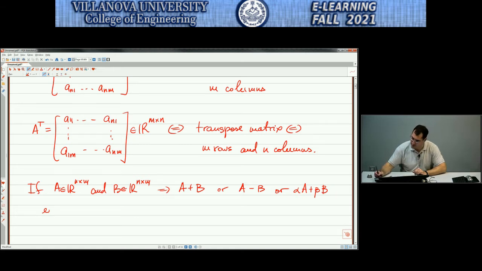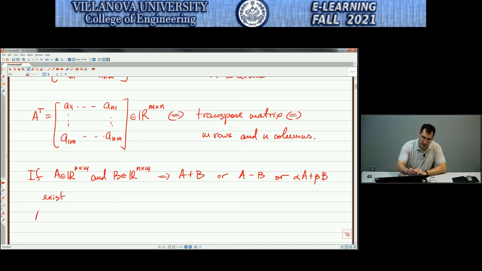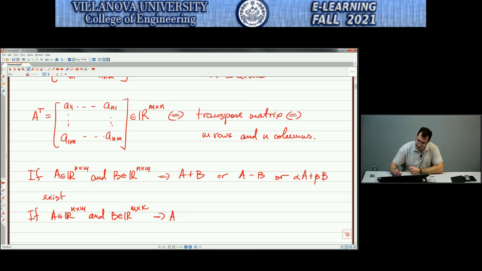You can also multiply matrices one by another, but in order for the matrices to be multiplied, they have to be of compatible dimensions. In other words, for us to be able to multiply A with B, A has to have the same number of columns as the number of rows in B. So if A is n by m and B is m by k, then the product of two matrices exists.